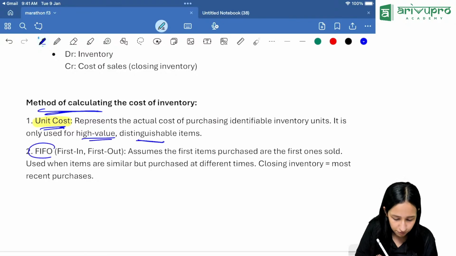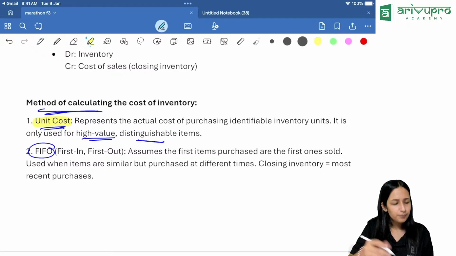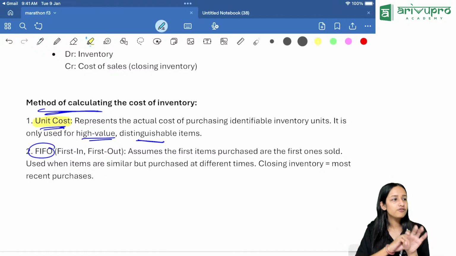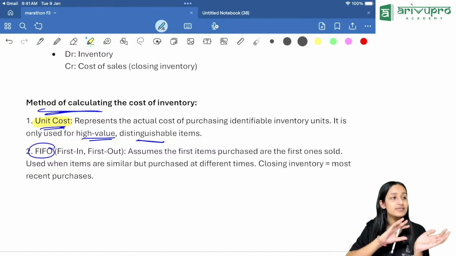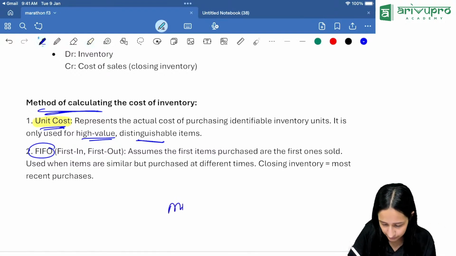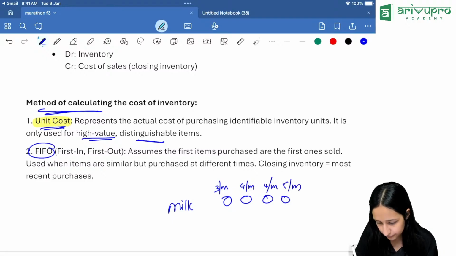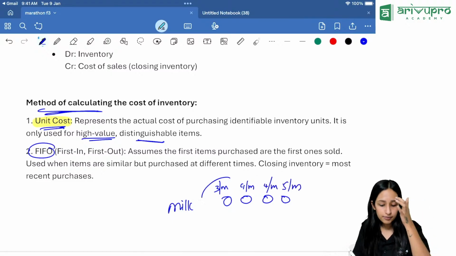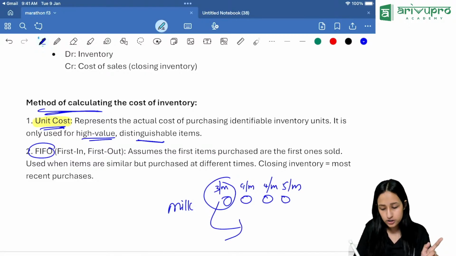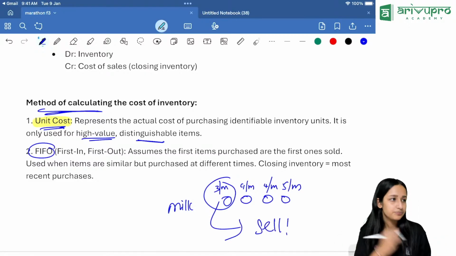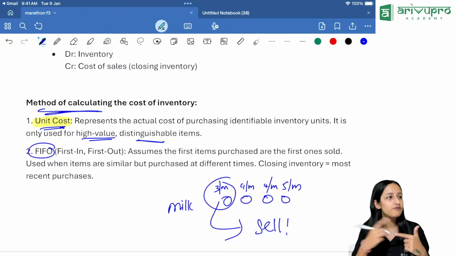But FIFO is like this. Whatever we are purchasing, it's all in bulk. Whatever we purchase first, we're going to sell first. For example, a milk store. There are too many milks, from 3rd May, 4th May, 4th May, 5th May, right? So which one did you purchase first? The 3rd May one, correct? So our job is to sell this first. That is FIFO, first in, first out.